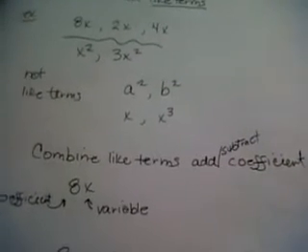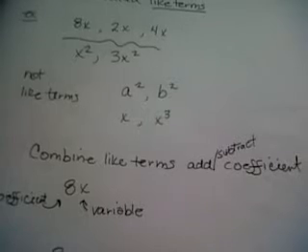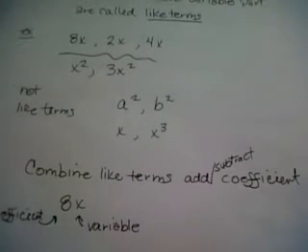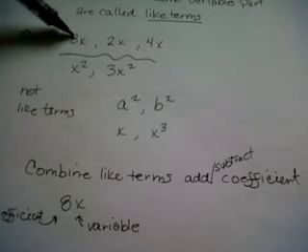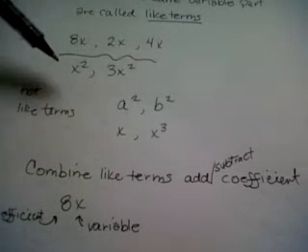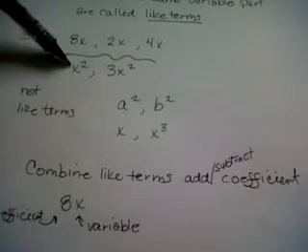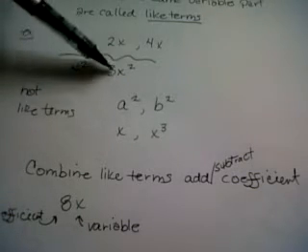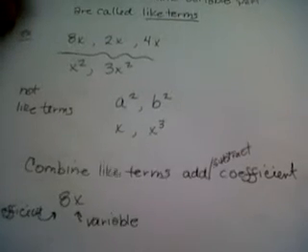When we have like terms, we can combine them by adding or subtracting the coefficients. The coefficient is always the number that is found in front of the variable. So this coefficient would be 8. This coefficient would be 2. That coefficient would be 4. This coefficient would be 1 because that's really saying 1x squared. And this coefficient would be 3.